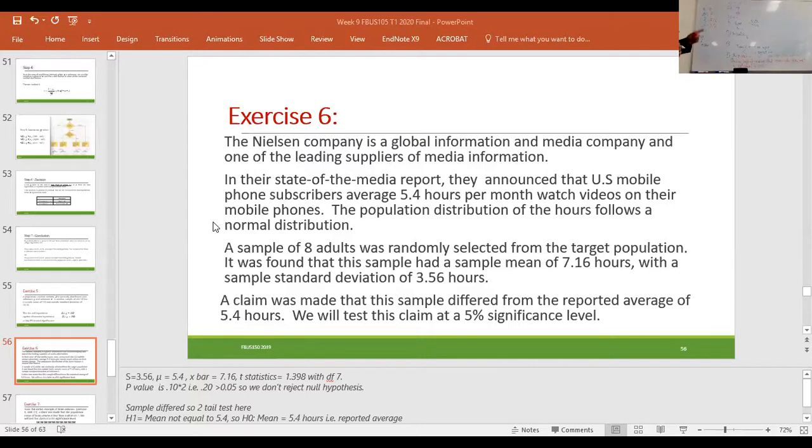Alpha value, we need to test this claim at the 5% significance level. That is the same as the previous one. So 0.05. I will switch to the whiteboard soon. Let me gather the information from here. Sigma is not given, so this is clearly the case of T-stats, and let me take you to the whiteboard now.